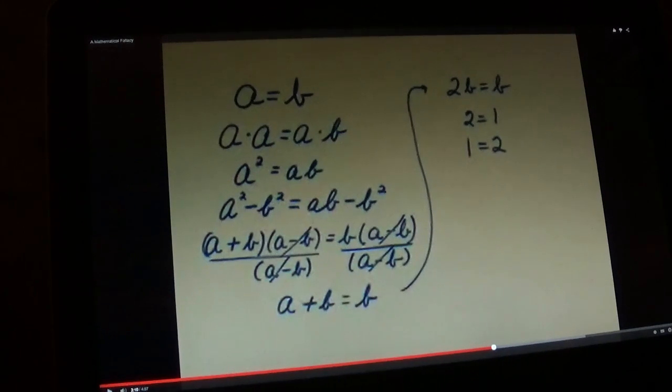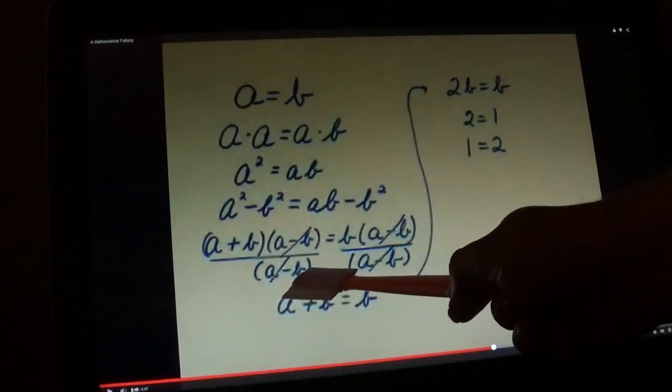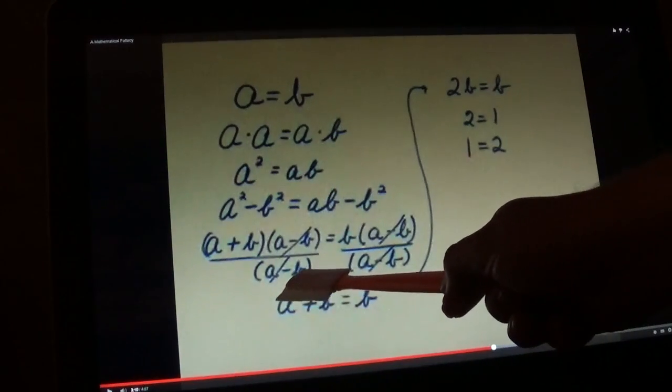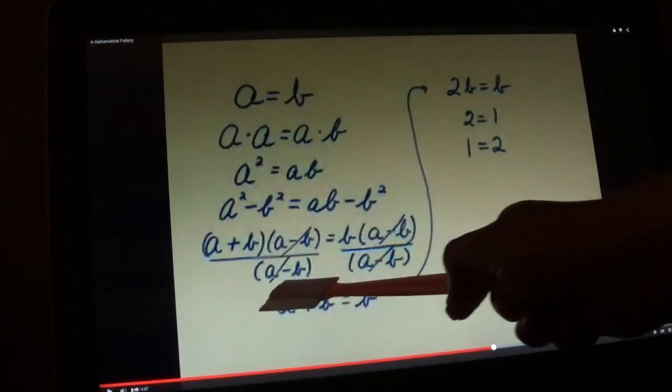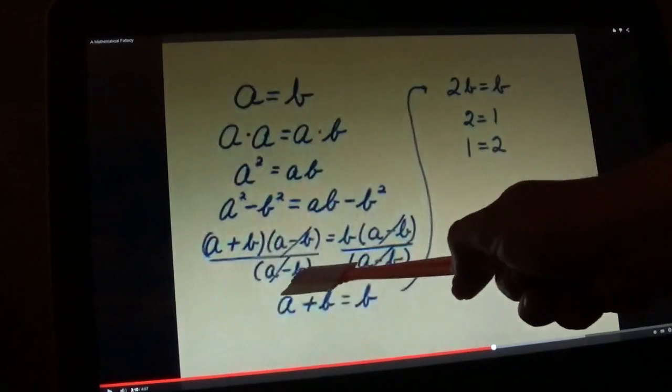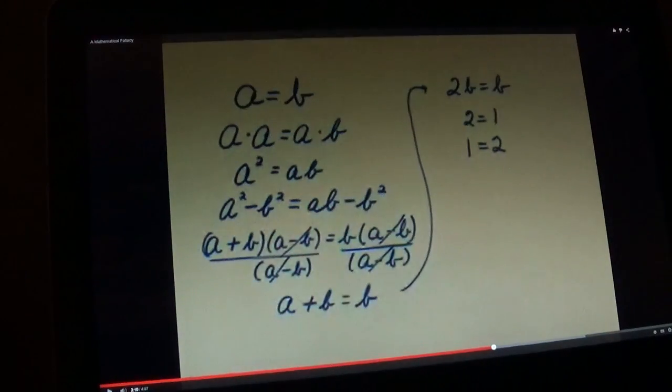So the fallacy is A minus B is 0. A equals B, so A minus B is 0. And so what you've done here is divide by 0.